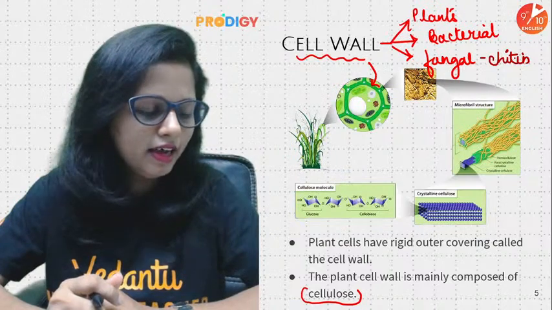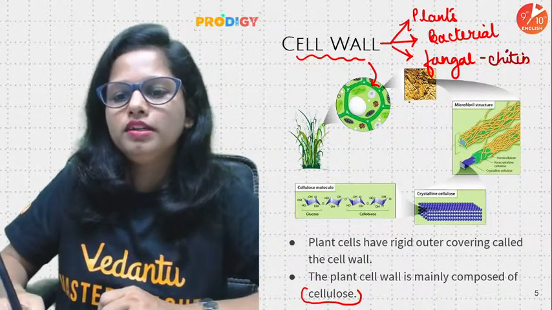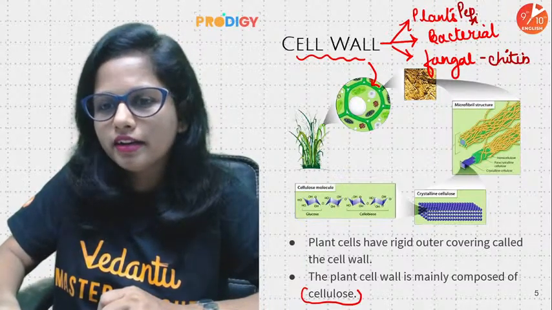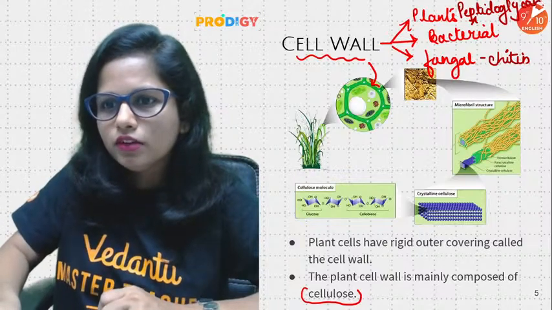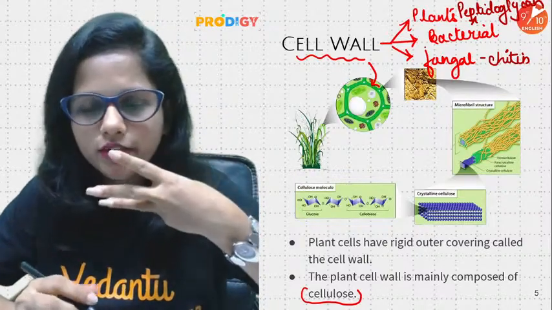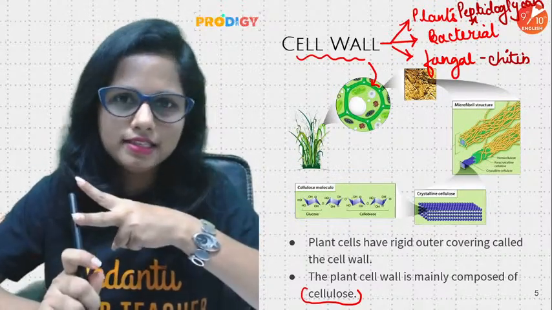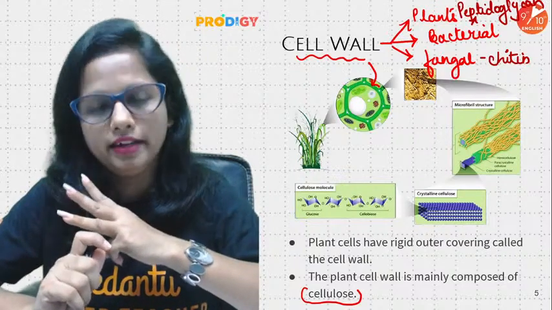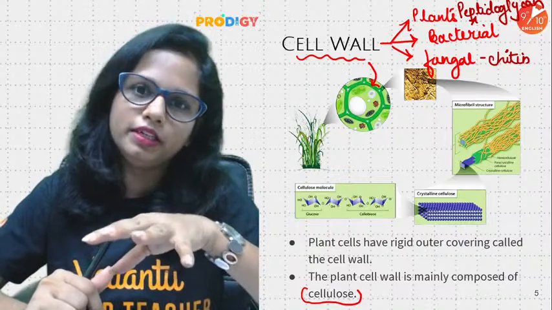Peptidoglycan. In bacterial cells, the cell wall is made up of peptidoglycan. Where can I write peptidoglycan? So you have to remember these three names. In plants, it is made up of cellulose. In bacterial cells, it is made up of peptidoglycan. And in fungi, it's made up of chitin. Because these kinds of questions are usually asked for objectives.